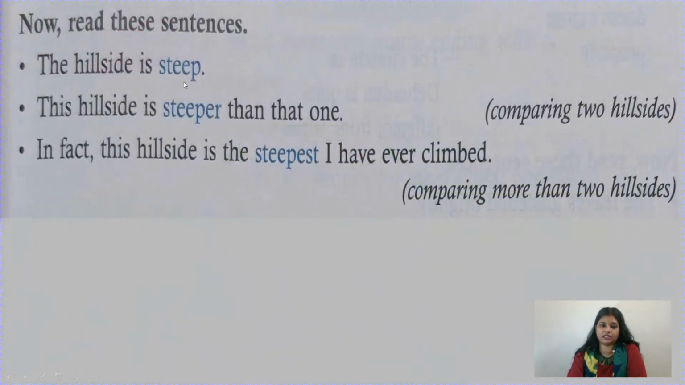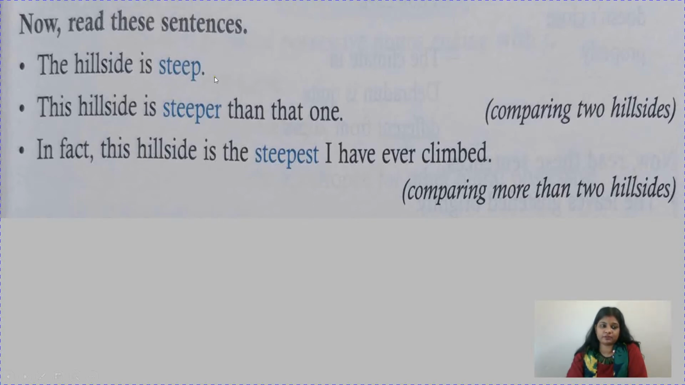The hillside is steep. This hillside is steeper than that one. In fact, this hillside is the steepest I have ever climbed. So children, can you see the first sentence? We are talking about only one hillside, so we have written steep. But when we compare two hillsides, this and that one, we will use the comparative degree, that is steeper. And when we are comparing all the hillsides, then we will use steepest, which is comparing more than two hillsides, or you can say here we will use the superlative degree.